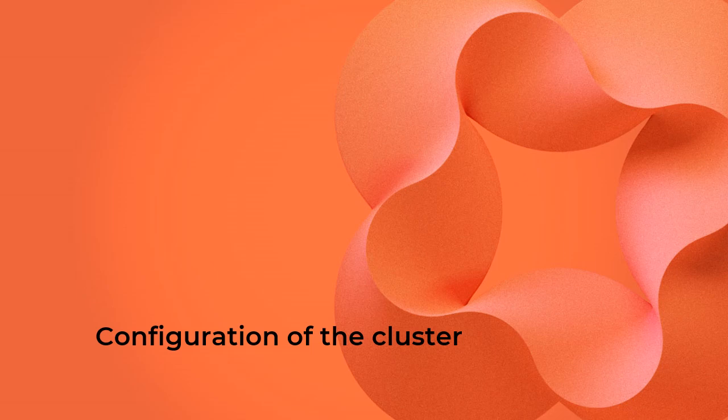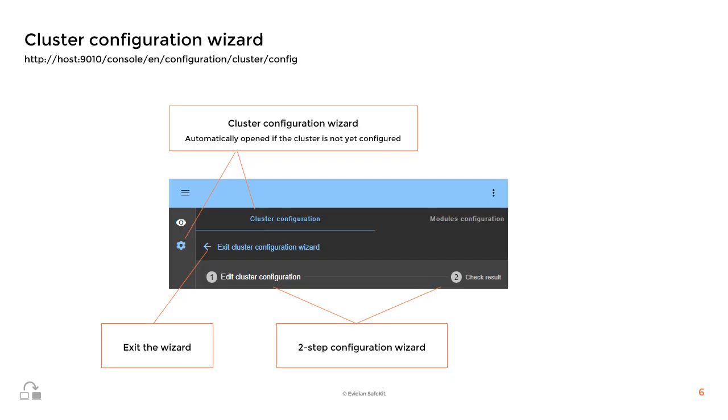Let's now examine the configuration of the cluster. You can access the cluster configuration wizard by clicking on the configuration icon. If the cluster is not yet configured, this wizard will automatically open. The wizard consists of two steps: editing the cluster configuration and checking the result after applying it. Above the steps, you will find an option to exit the wizard.